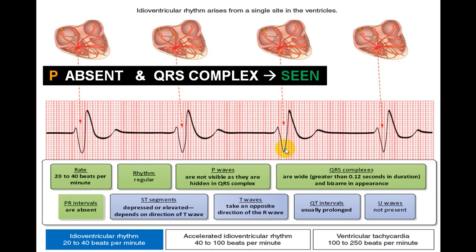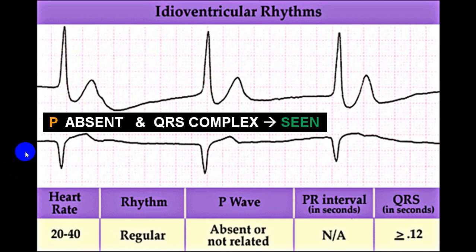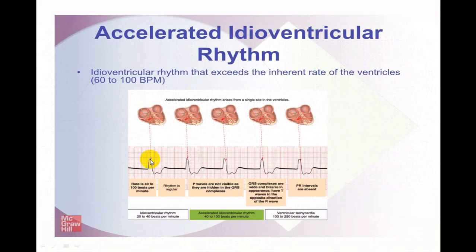This is idioventricular rhythm: no P wave, broad QRS complex, RR interval is constant, and rate is between 20 to 40 per minute. I'll be going a little faster so we can finish it. Again the same, you can see broad QRS complex, no P wave, rate between 20 to 40, this is around 30. So this is idioventricular rhythm, where P wave is absent, QRS complex is present. If the same criteria are fulfilled, broad QRS complex, no P wave, RR interval is constant, but the rate is more than 40, less than 100, it is accelerated idioventricular rhythm.